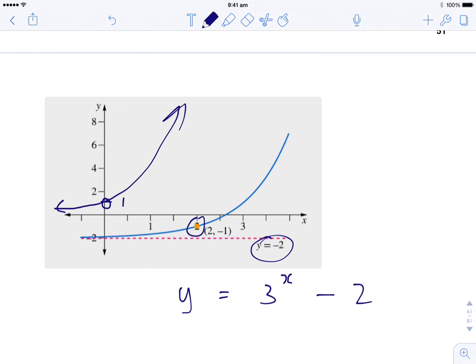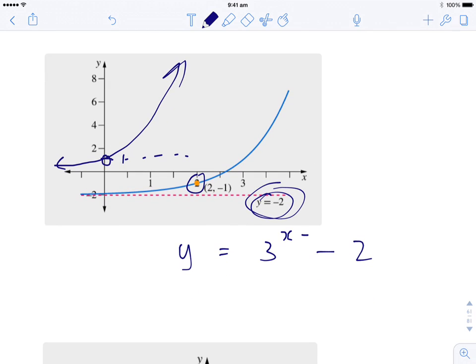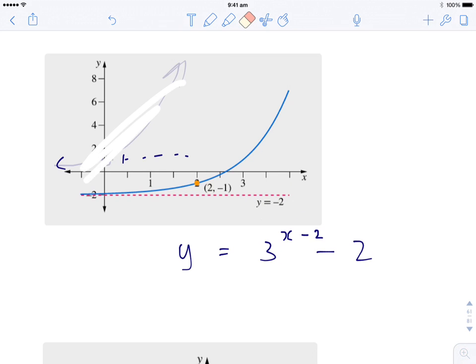I can also see here it has been shifted across 2, and that's it. And then we'll have that point, and it's shifted down 2 because we've got this transformation here. So I'm going to adjust this one and say that this is 3 to the x minus 2, minus 2. Let's see if that fits.